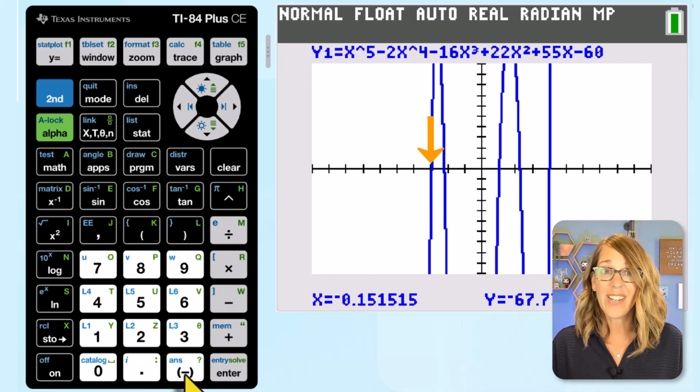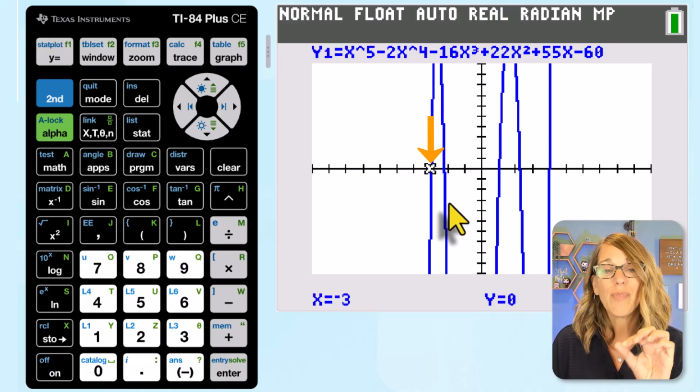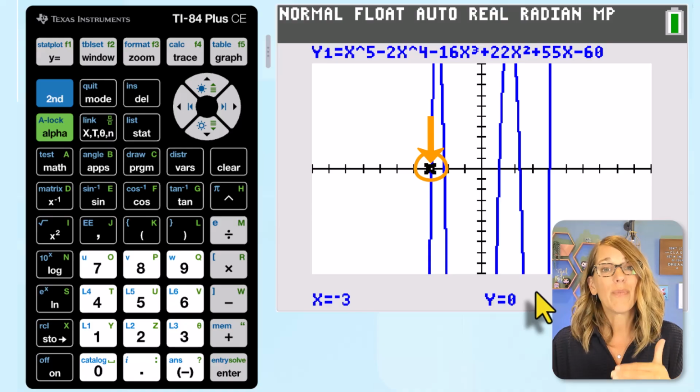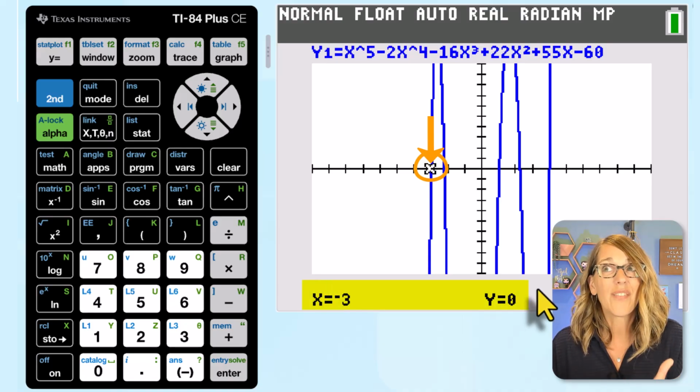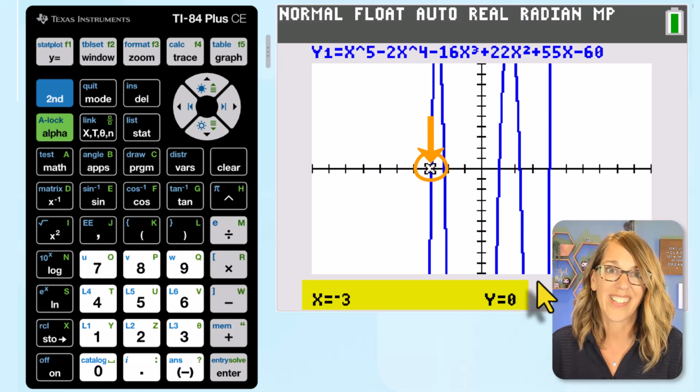So we're going to use the negative down by the enter. So the negative symbol followed by a 3 and then enter. It shows me where it's at and it confirms that y is equal to 0. So this is confirming that this is a 0, a root, an x-intercept.